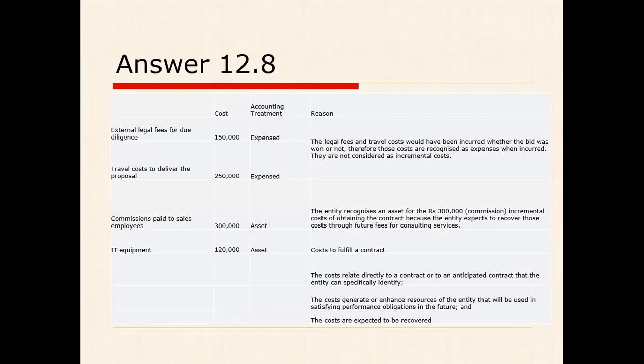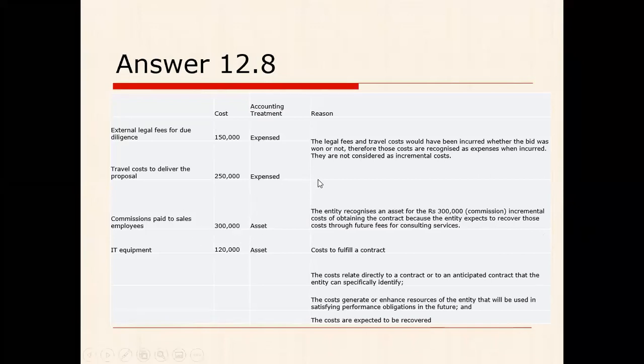So therefore, it is not incremental. The cost is incremental only if that particular cost exists if the contract is there. Otherwise, that cost can't be the case. So like commission, the commission would only be there if you win the contract. The entity recognized an asset for 300,000, the commission asset, incremental cost of obtaining contract, because the entity expects to recover those costs through the future fees from consultancy services.